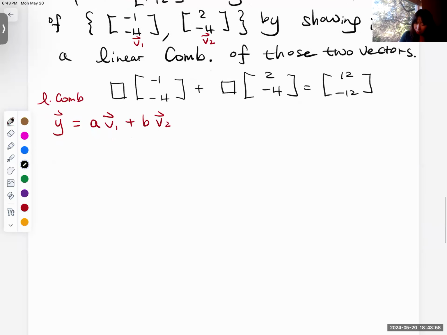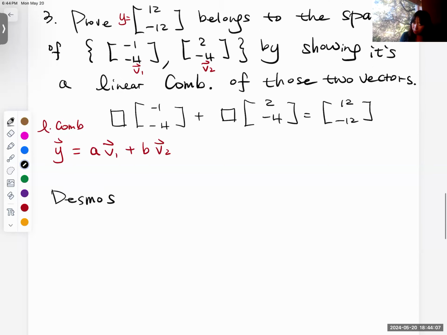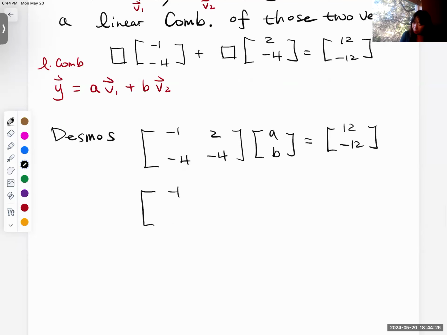Okay, I'm giving you permission to use decimals because this is the end of the semester, right? So decimals, we can do that. So -1, -4, 2, -4. And there will be (A, B) equal to (12, -12), right? So there will be the matrix -1, 2, -4, -4, 12, -12.